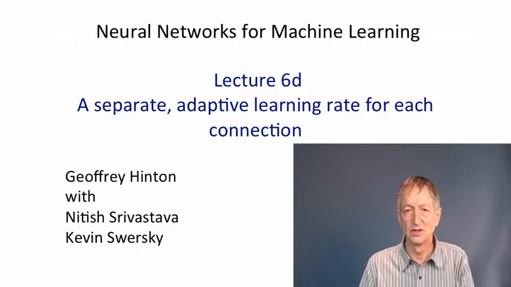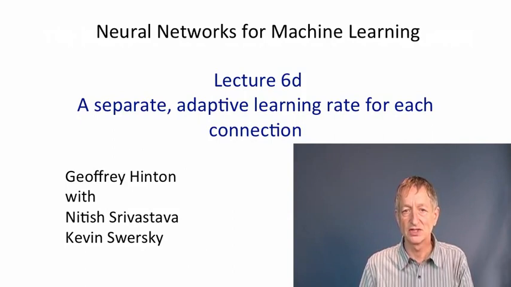In this video, we're going to look at a method that was developed in the late 1980s by Robbie Jacobs and then improved by a number of other people. The idea is that each connection in the neural net should have its own adaptive learning rate, which we set empirically by observing what happens to the weight on that connection when we update it. So if the weight keeps reversing its gradient, we turn down the learning rate, and if the gradient stays consistent, we turn up the learning rate.